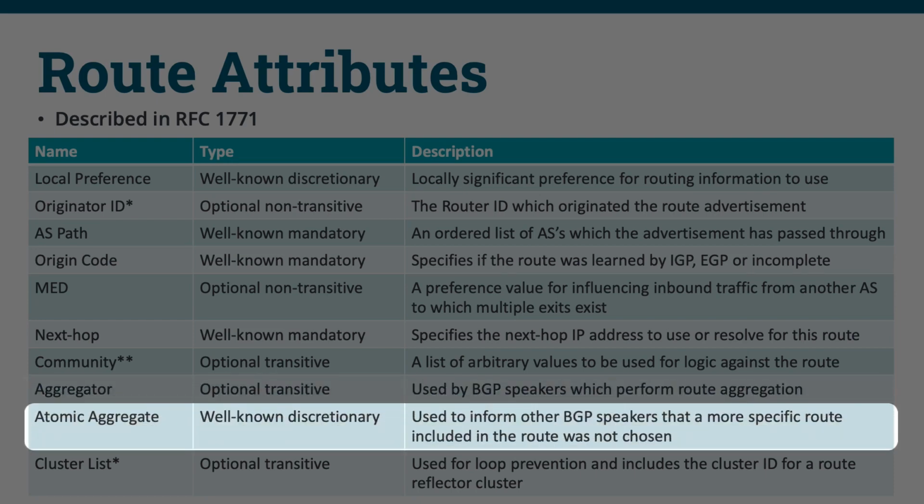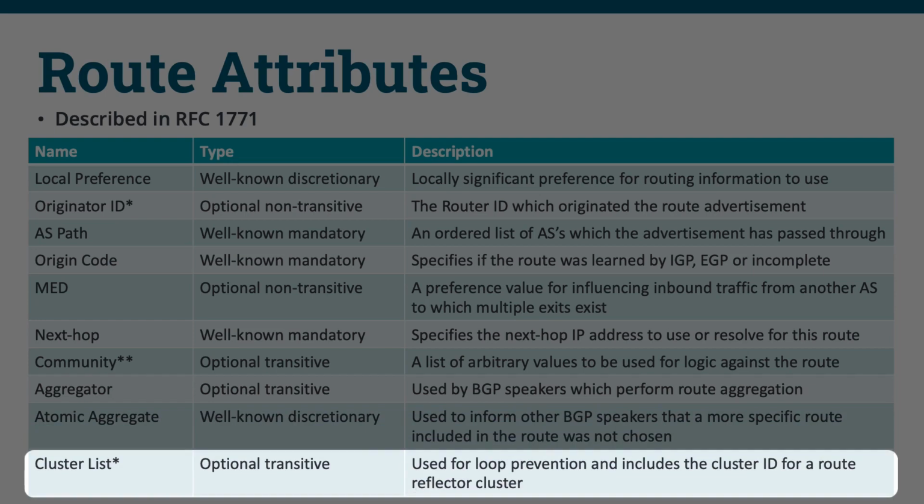The atomic aggregate attribute is also uncommon to see in practice. This is a well-known discretionary attribute, so it is not required to be included in route advertisements, though it must be interpreted by all vendor implementations. It is used to indicate to other BGP speakers that a more specific route which is included in this aggregate was not chosen or advertised.